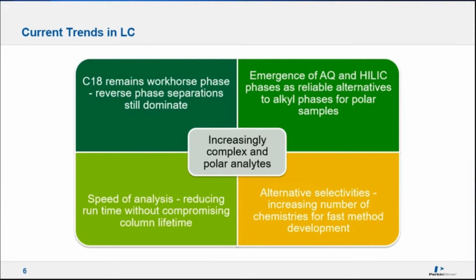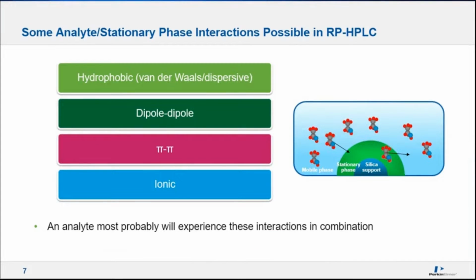Speed of analysis, or reducing runtime without compromising column life, is another trend that we see. And finally, we see a number of alternative selectivities that look beyond the workhorse C18 for difficult separations and for fast method development and other features that are available by utilizing alternative phases. This presentation will focus on reverse phase HPLC chromatography.